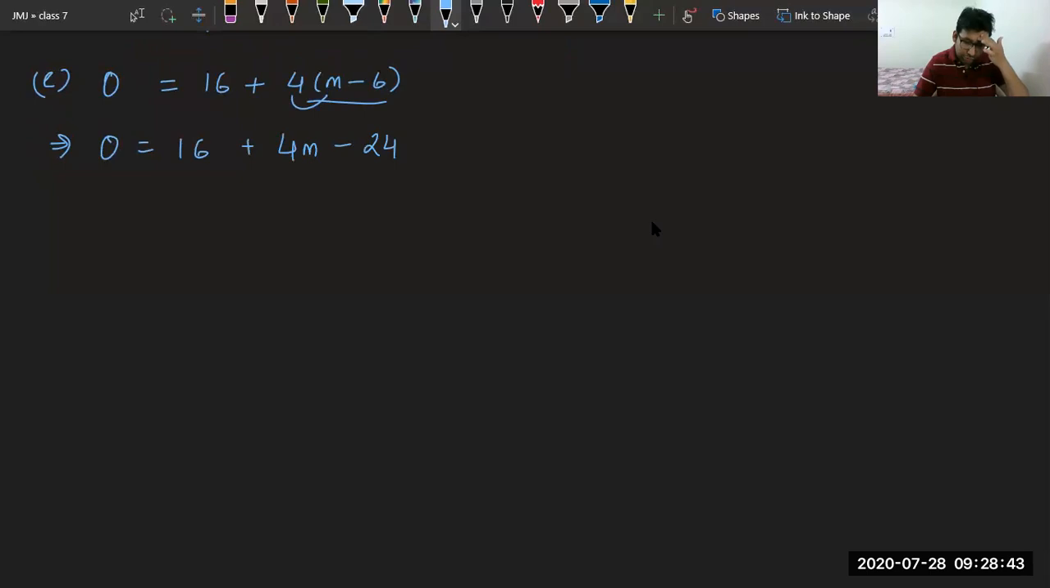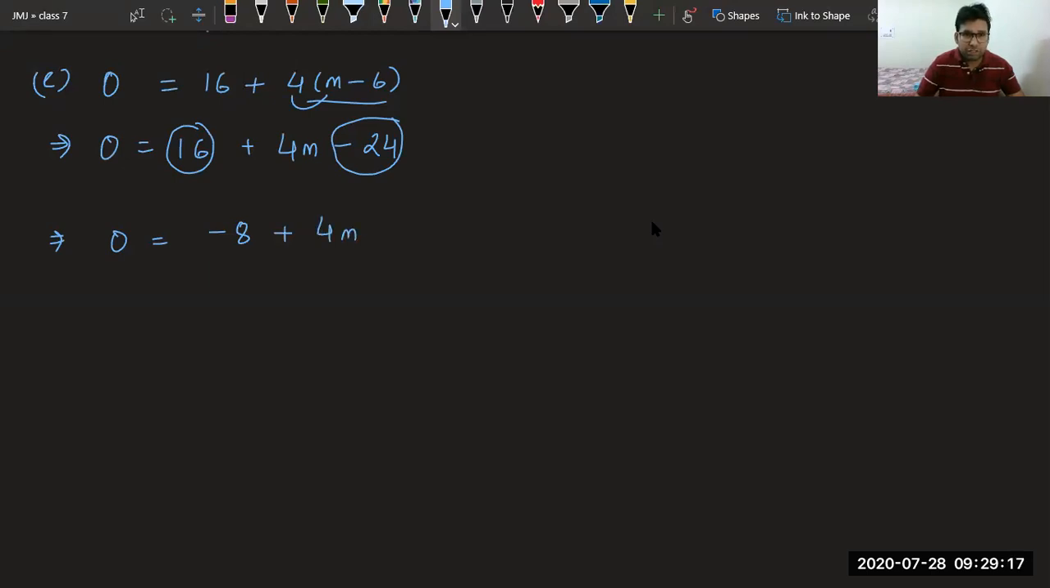Abhas, it is not confusing beta, just go step by step. We have opened the bracket using BODMAS rule. Now you can see this 16 and this 24 can be taken to the right side, or you can solve here also if you want to solve. Let them solve here only. Please tell me 16 minus 24, what is the answer? 16 minus 24 is minus 8 plus 4m.